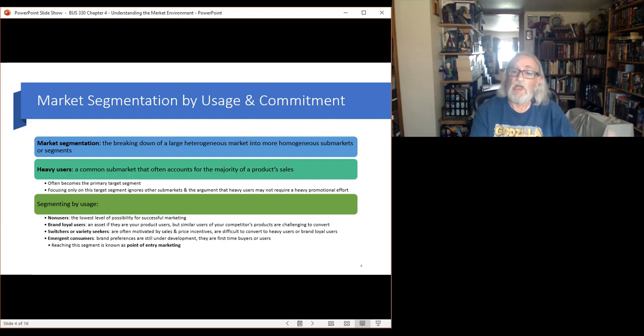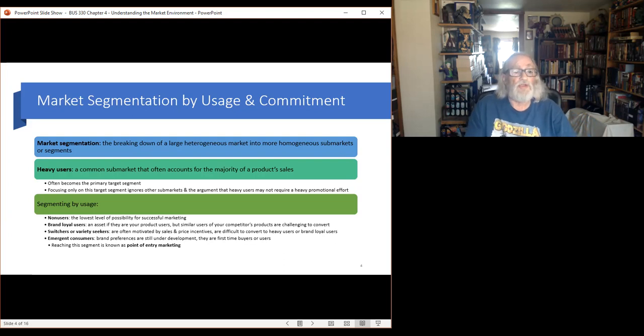So we can segment that larger audience group, that larger heterogeneous market, and really delineate it down into smaller pieces. So you segment by usage. Non-users are the lowest level that we might be able to reach. People who don't use the product or service at all right now would be the hardest to convert or to actually stimulate enough to take some action.